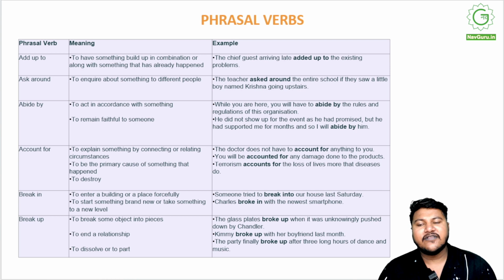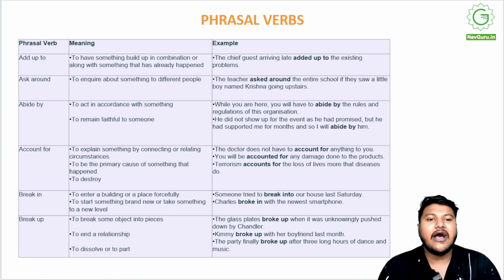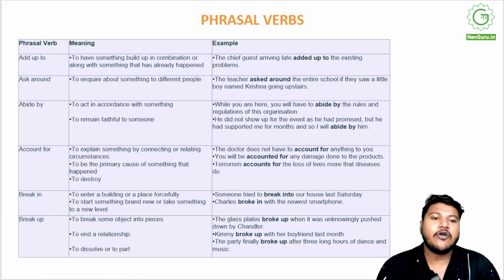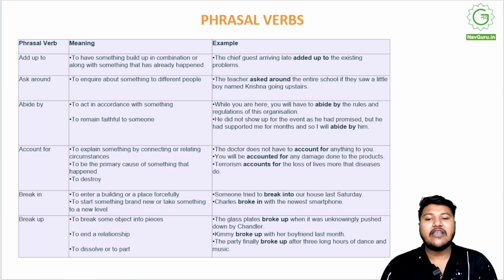Similarly, ask around is a phrasal verb that means to inquire about something to different people. Like the teacher asked around the entire school if they saw a little boy named Krishna going upstairs. Abide by means to act in accordance with something or to remain faithful to someone. So while you are here, you will have to abide by the rules and regulations of this organization. He did not show up for the event as he had promised, but he had supported me for months, so I will abide by him.